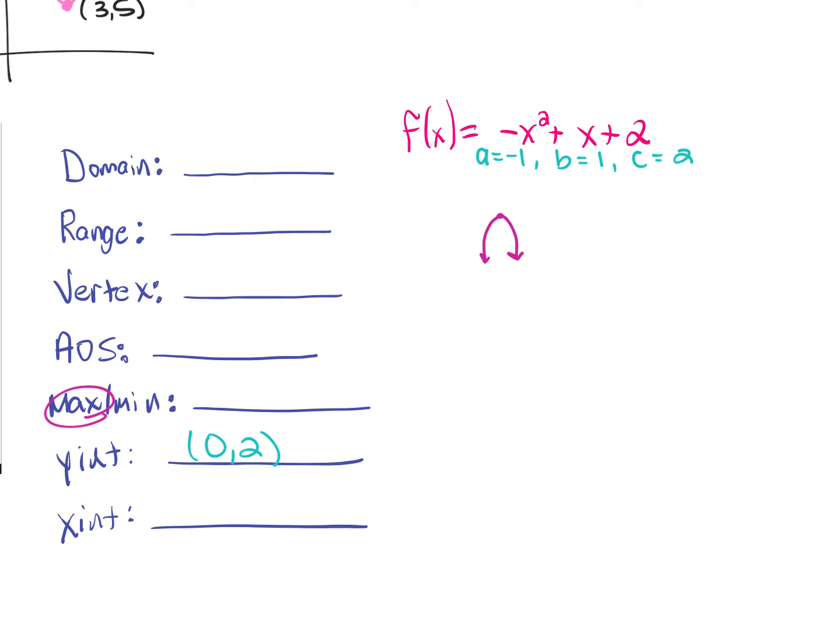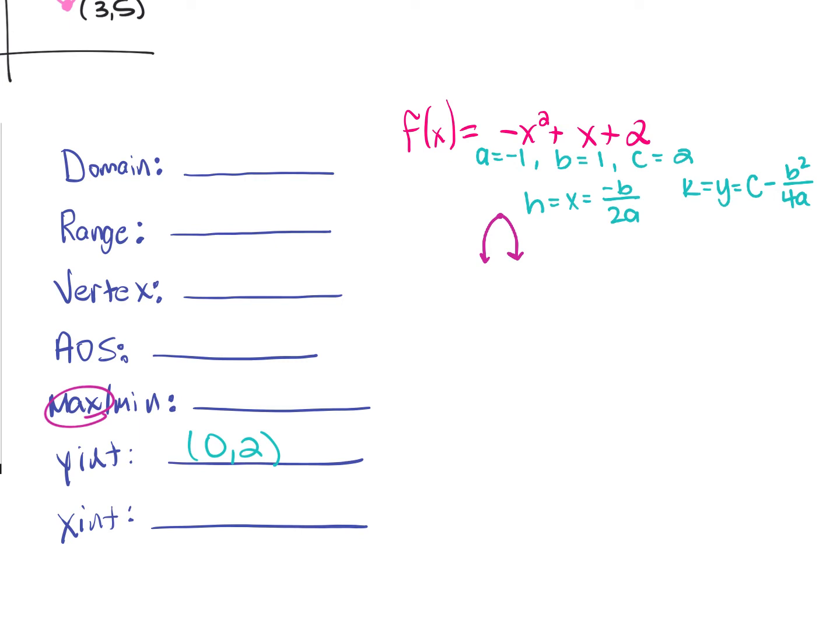Now, find the vertex. We said to find x, we can use what? Negative b over 2a. That's also your h. Then you also have to find k, which is your y, which is c minus b squared over 4a. Good. Okay. So you have your a, your b, and your c.